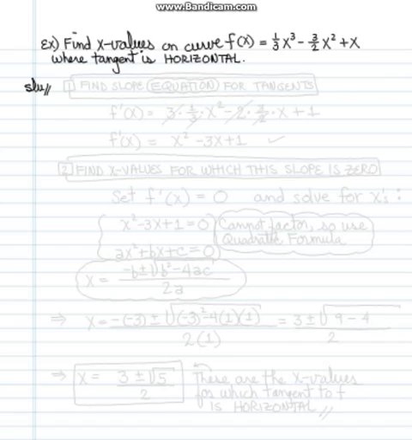Remember what kind of slope a horizontal line has? It has a zero slope. So that's going to be a factor in this problem. All right, solution. Step one, find the slope equation for tangents.